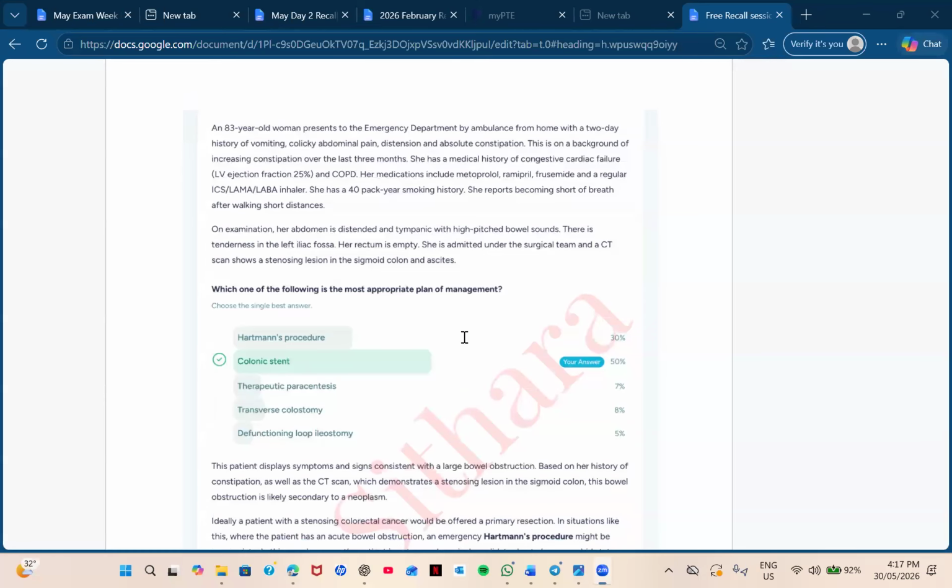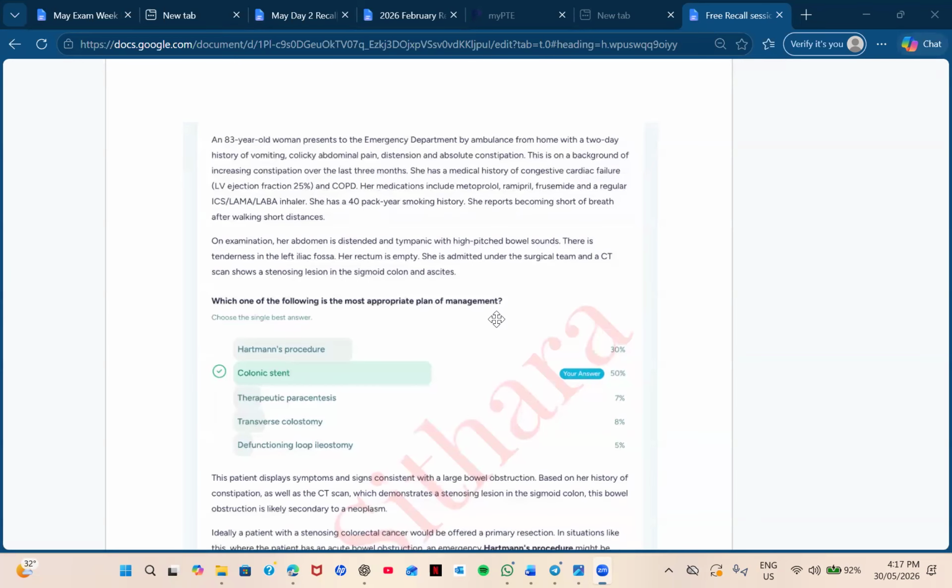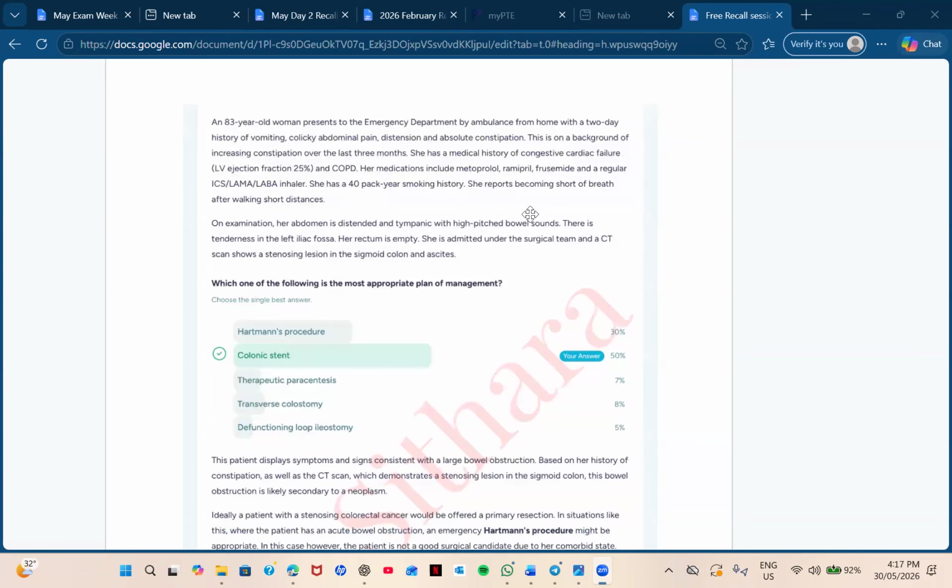Okay, so there's another question as well. An 83-year-old woman presents to the emergency department by ambulance from home with a 2-day history of vomiting, colicky abdominal pain, distension, and absolute constipation. This is on a background of increasing constipation over the last 3 months. She has a medical history of congestive cardiac failure and COPD. Medications include metoprolol, ramipril, furosemide, and a regular ICS/LAMA/LABA inhaler. She has a 40-pack-year smoking history.